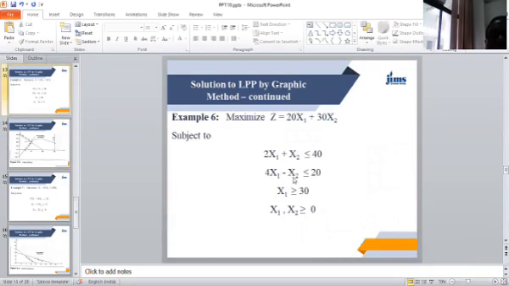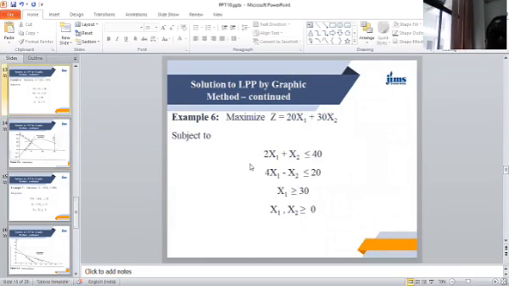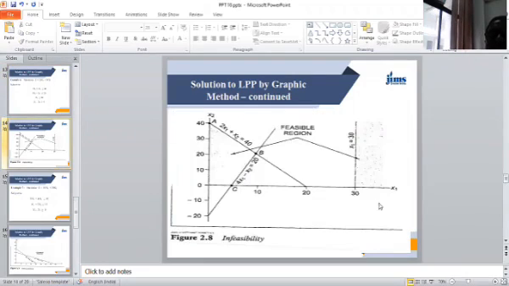Or x1 minus x2 is less than or equal to 20, this is the line, and this is less than or equal to 20, so the solution will be here. And third is x1 is greater than or equal to 30, which means the solution will be here.